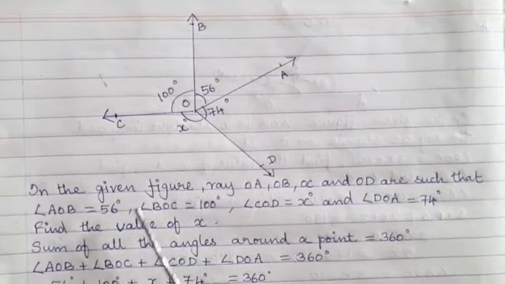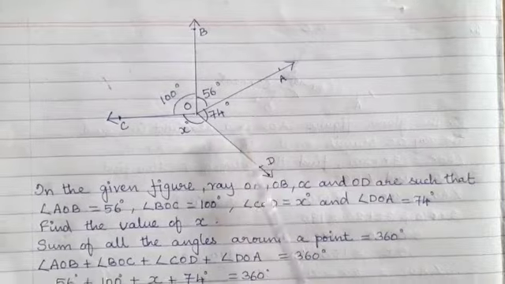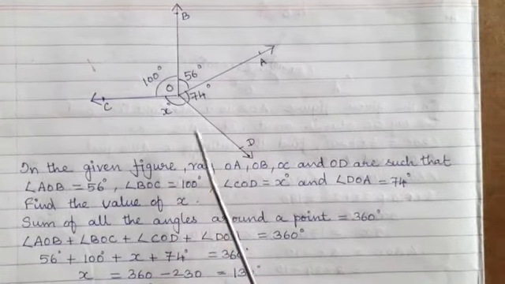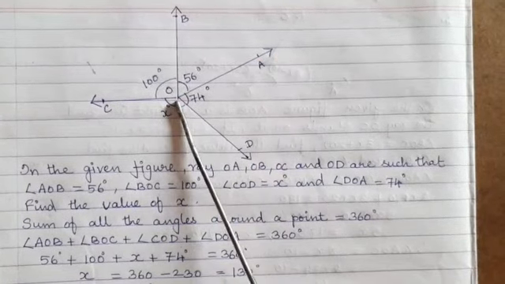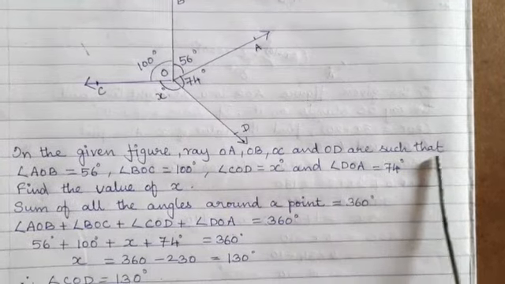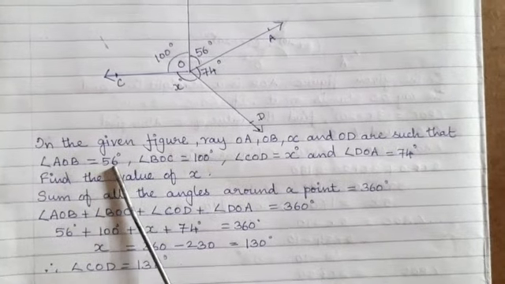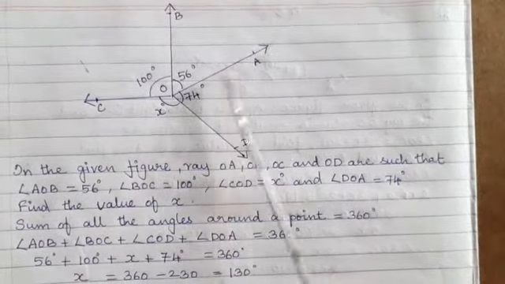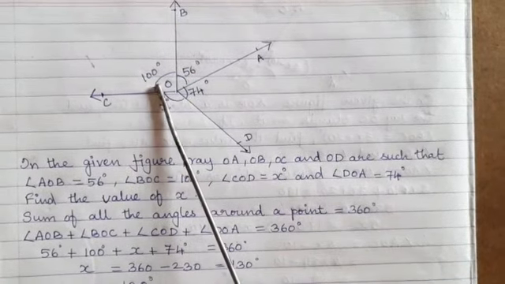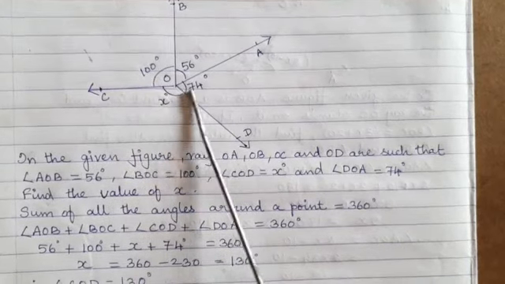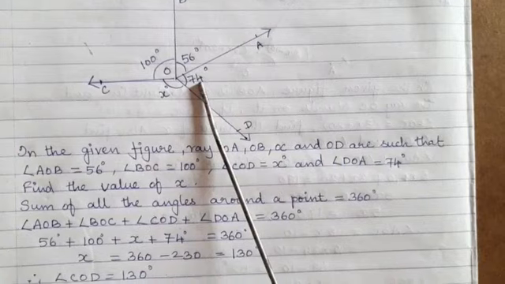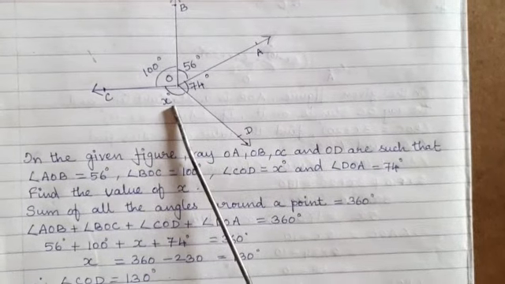Now move on to the next question. See the figure and the information given in the question. In the given figure, rays OA, OB, OC and OD are such that angle AOB is 56 degrees, angle BOC is 100 degrees, angle COD is X degrees, and angle DOA is 74 degrees. You have to find the value of X.